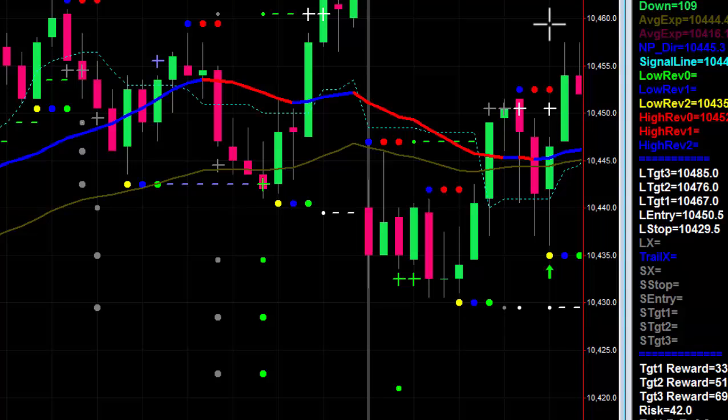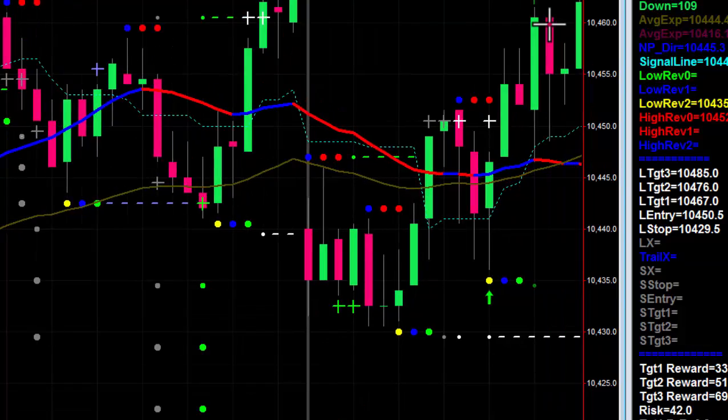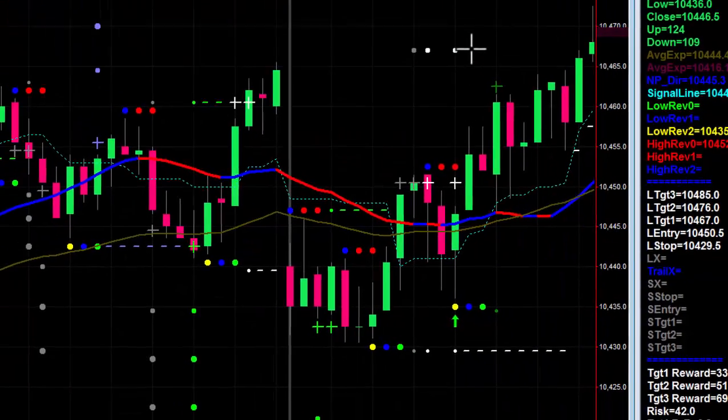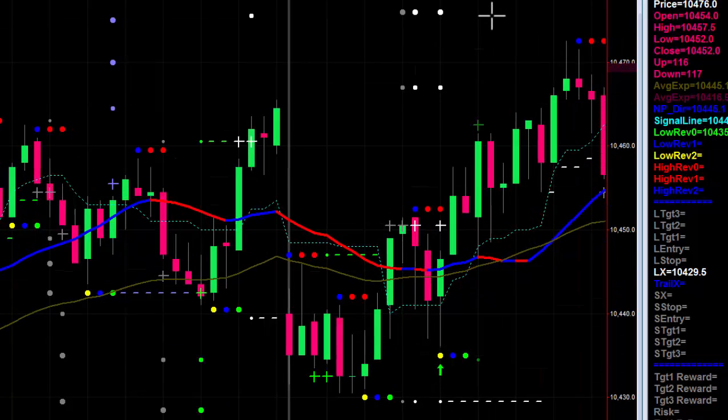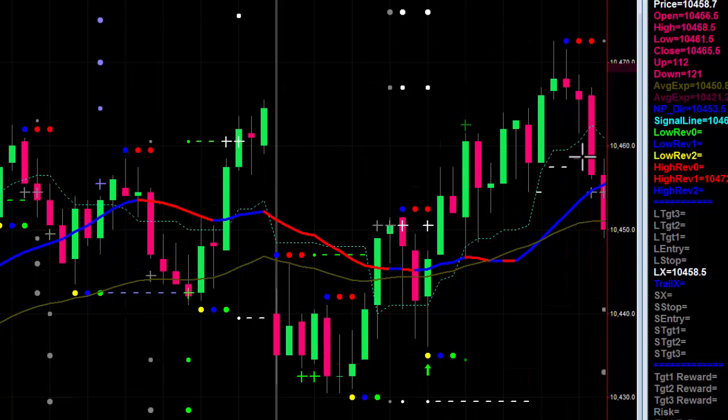Target 1 is 33 ticks away. That's 16.5 points. Don't forget, every point is 25 euros. And it pushes up, hits target 1. The stop starts moving up. Doesn't quite get to target 2, and it comes down and stops out for a partial. That's a pretty good profit. I mean, if you wanted to stop right there, that's fine.